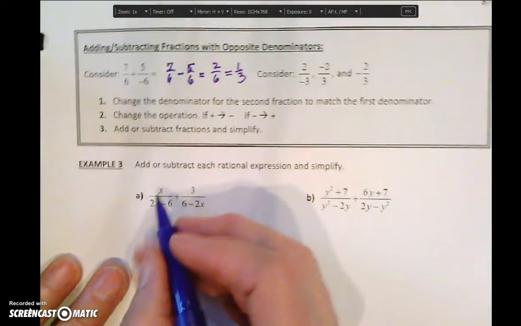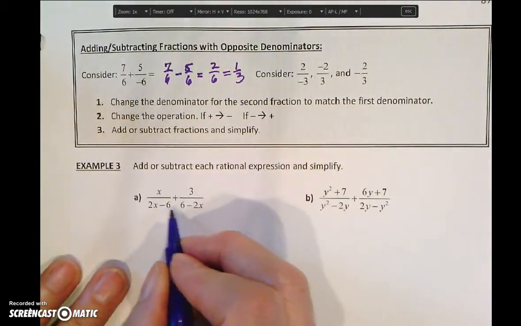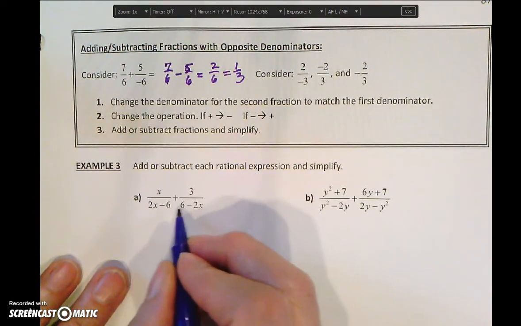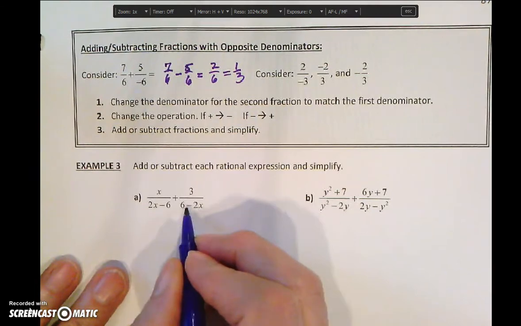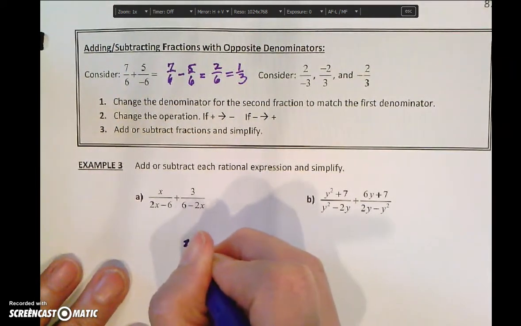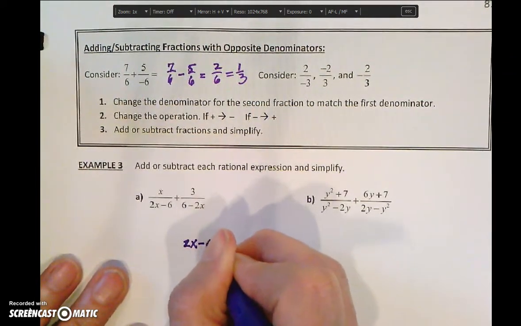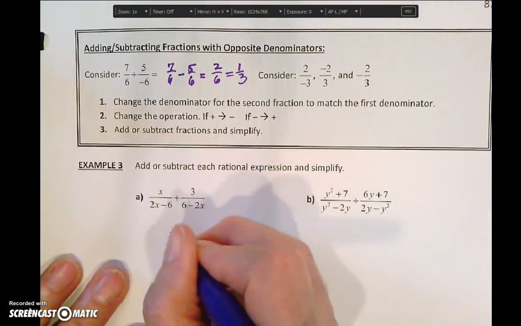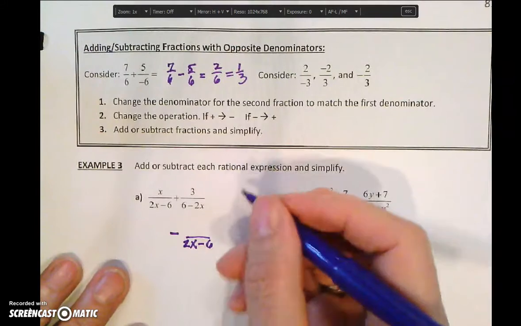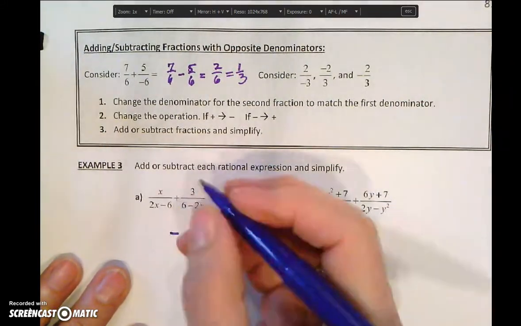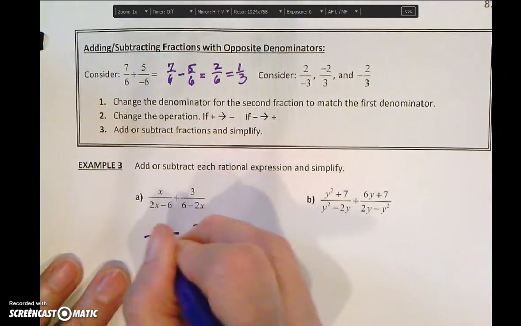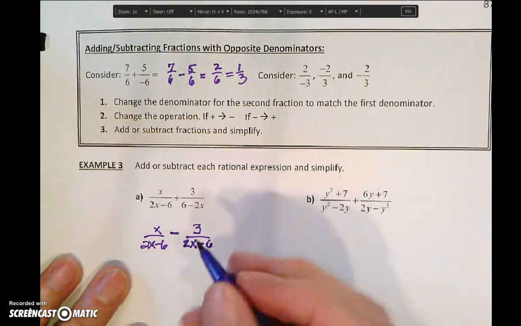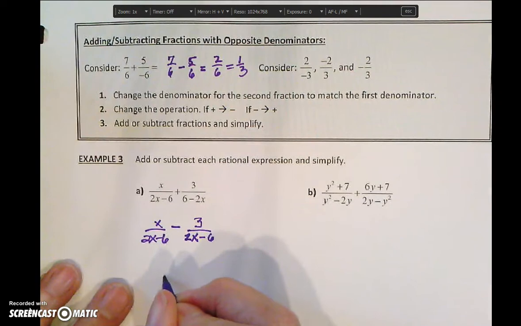So for example, here I have a 2x minus 6. And remember, we talked about how 6 minus 2x is its opposite. So it's its negative. So if we were to turn this around and make it be 2x minus 6, we took out the minus sign, which we're going to put right there instead. So we're going to put that 3 here, and we're going to have x over 2x minus 6 minus 3 over 2x minus 6.